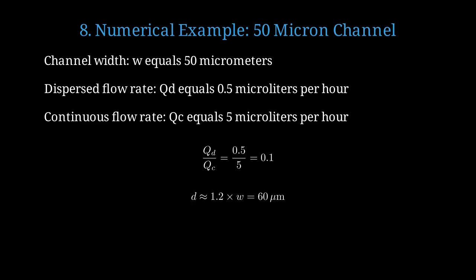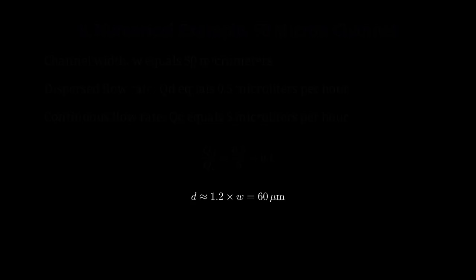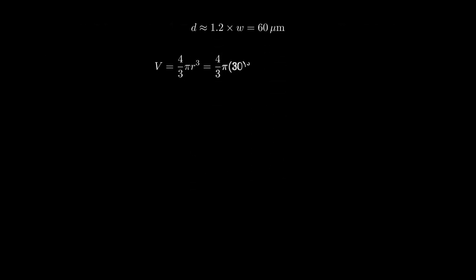With this flow ratio, droplet diameter is approximately 1.2 times the channel width, giving 60 micrometers. The droplet volume is 4/3 pi r cubed, which equals approximately 113,000 cubic micrometers. Converting to picoliters, this gives approximately 113 picoliters per droplet.